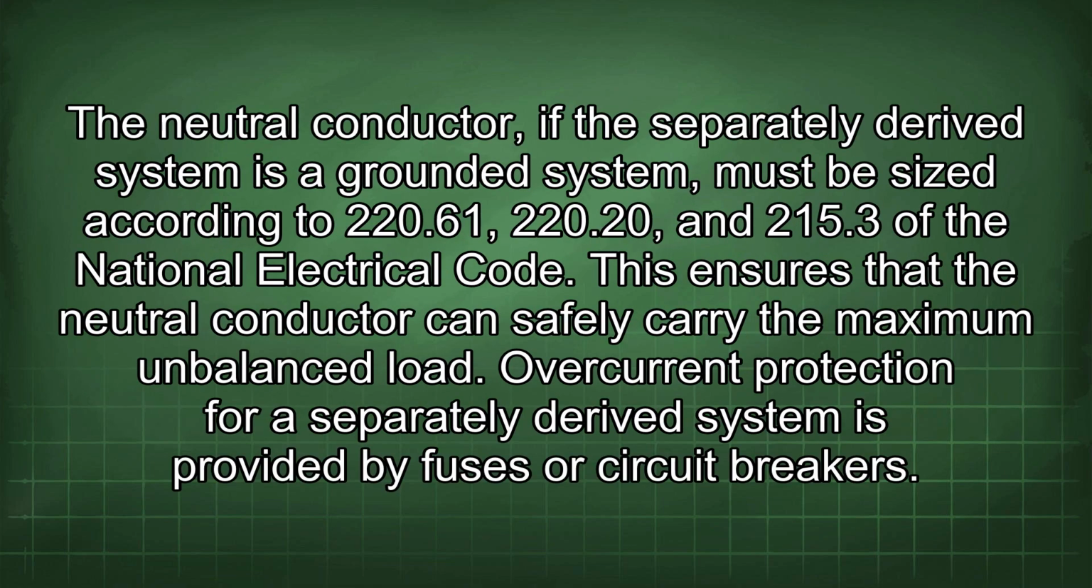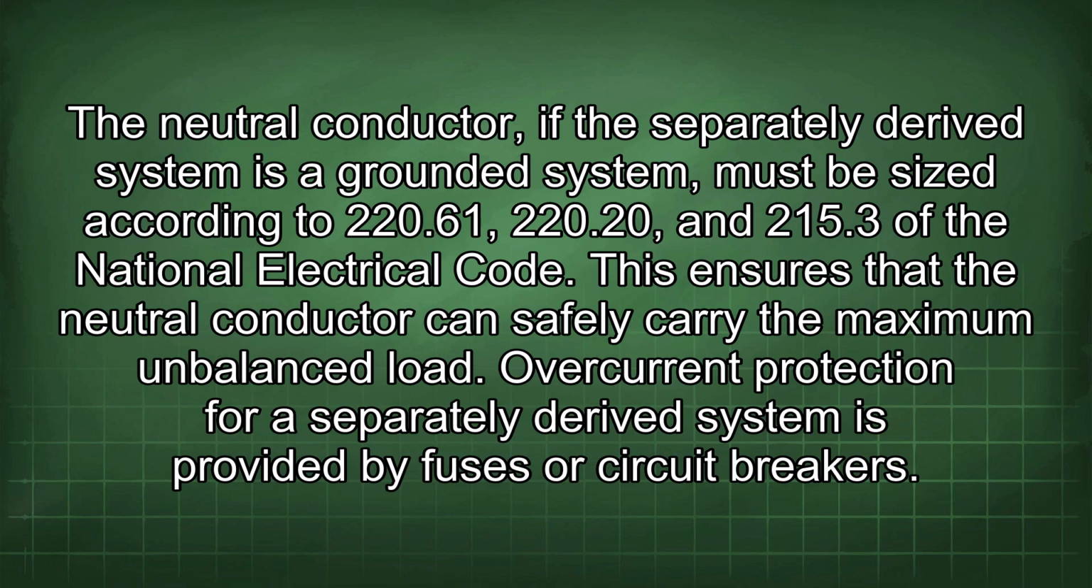The neutral conductor, if the separately derived system is a grounded system, must be sized according to 220.61, 220.20, and 215.3 of the National Electrical Code. This ensures that the neutral conductor can safely carry the maximum unbalanced load.